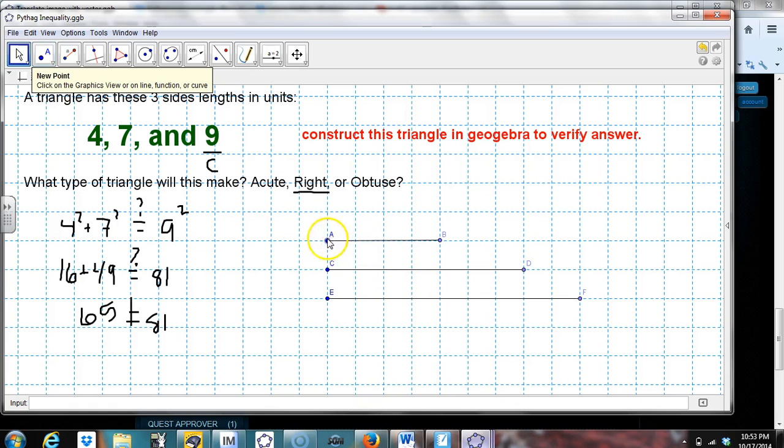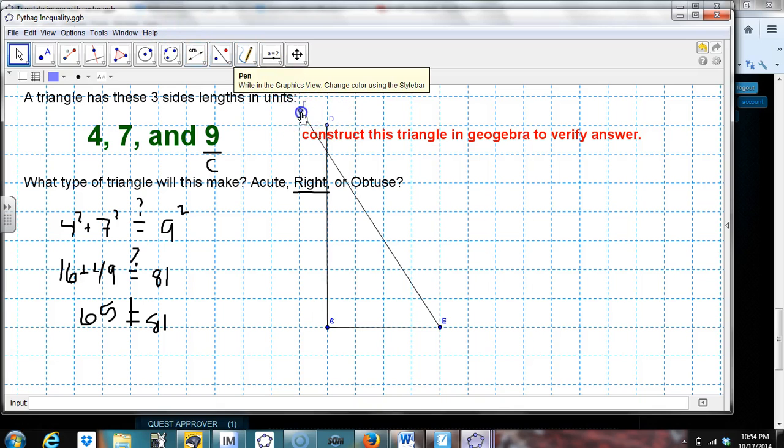So I'm going to take this smaller segment, and then I'm going to take my next larger side, the 7, and this is a perpendicular side here, so this would be a right triangle if these would match up, and they don't. See that? So now, how can we figure out what kind of triangle this will be?